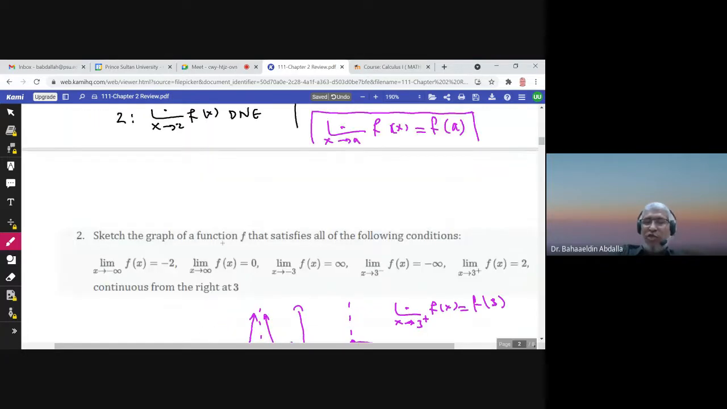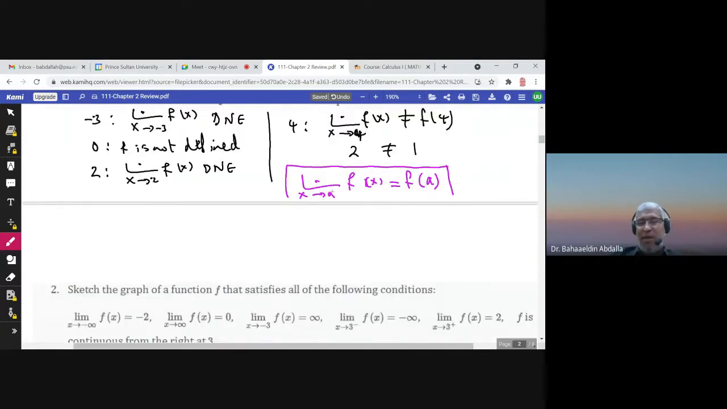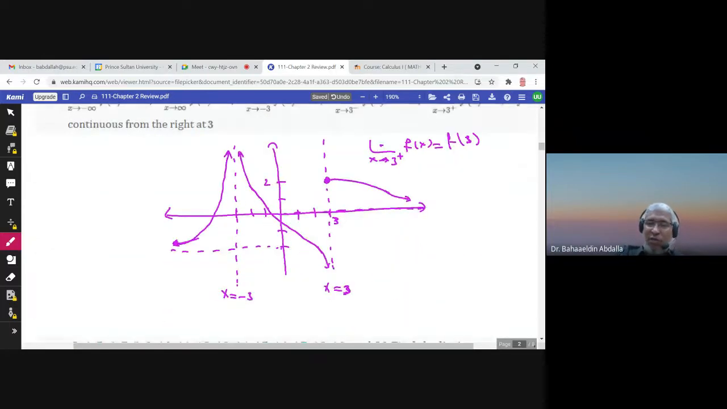So for the function to be continuous at the right, the limit as x approaches a from the right should be equal to f of a. From the left, the limit of f of x as x approaches a from the left should be equal to f of a.